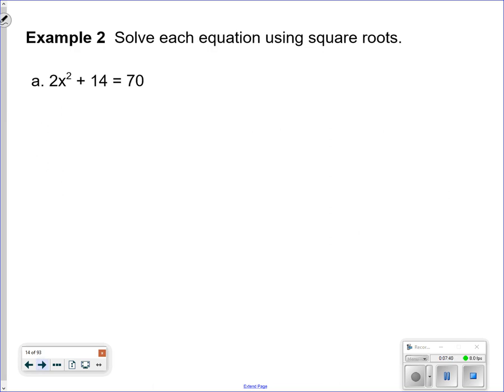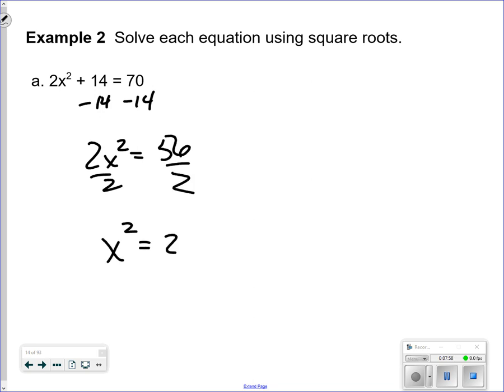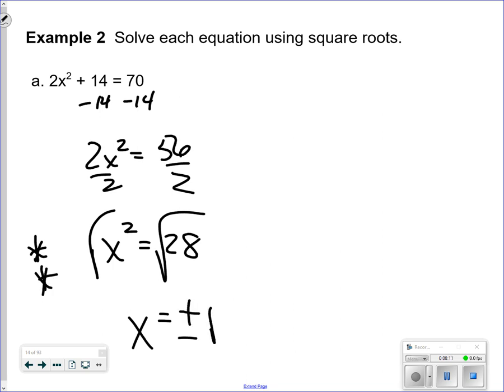Anytime I only have an x squared, I only have one term squared, I can use the square root property. Subtract 14 from both sides. So isolate the x squared. So I get 56, divide by 2, and take the square root of both sides. Now, here is one big rule that you're going to have to know every time you take the square root of both sides of an equation. You will always get a plus and minus answer. So taking the square root of both sides of an equation will get you a plus or minus answer.